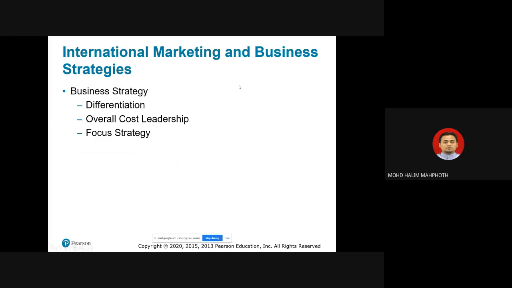As you can see right here, these are some of the business strategies we use in order to survive in the international market. This kind of business strategy is a bit similar to what you have come across under other subjects like IT in business, and the competitive advantages. So you can see the element is the same.